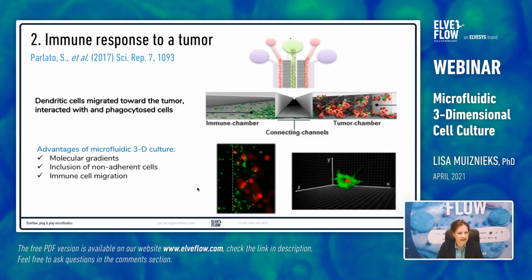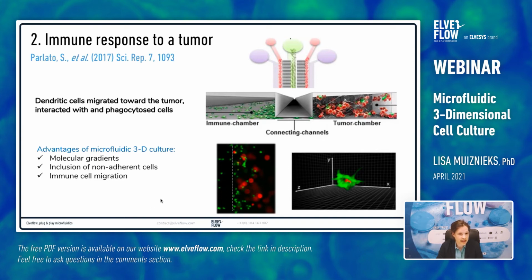The researchers tracked the migration of dendritic cells through the grooves into the gel, preferentially towards the tumor cells. They identified that the immune cells modified their trajectories in 3 dimensions in order to reach, then interact with, and phagocytose the tumor cells. Here, a dendritic cell in green is engulfing a tumor cell.